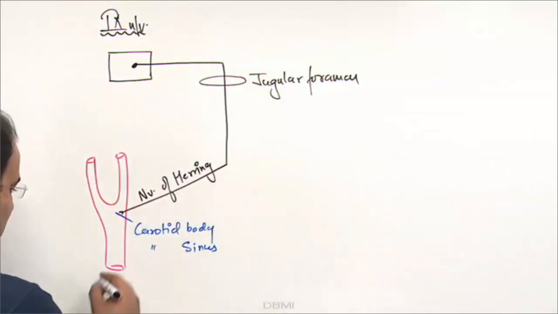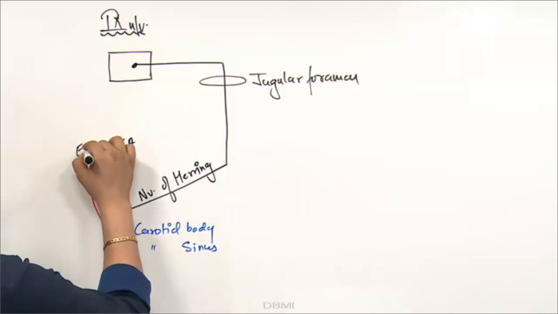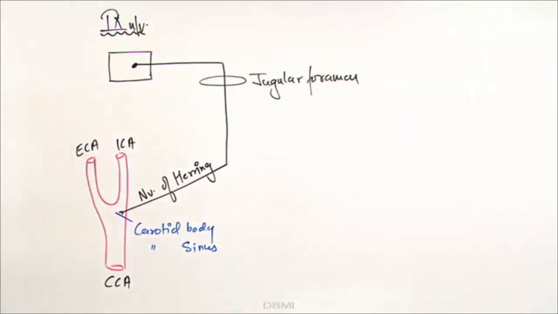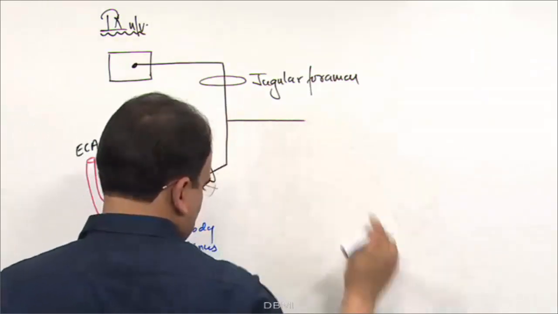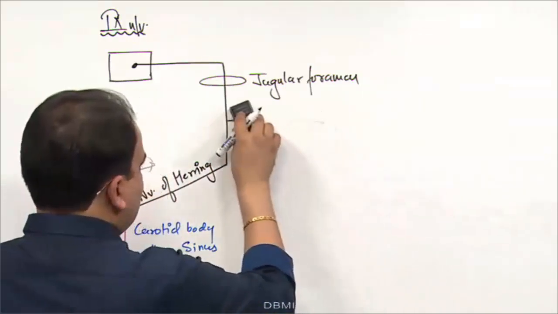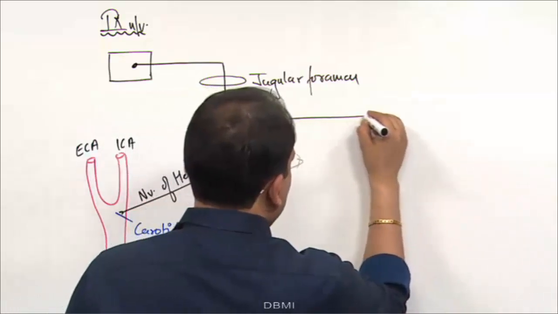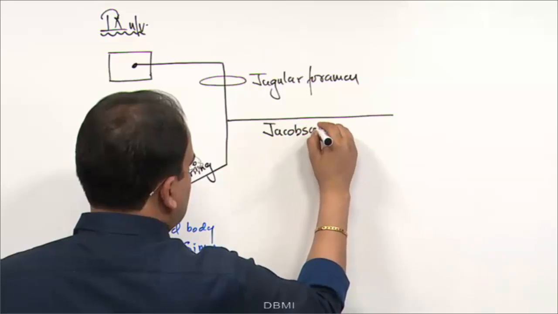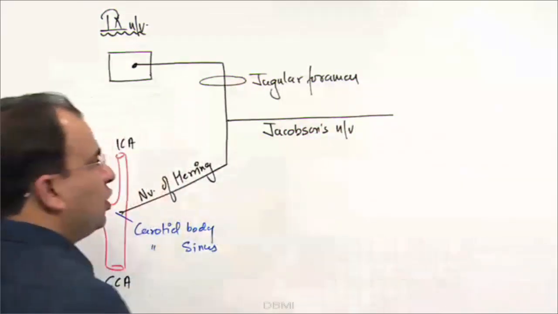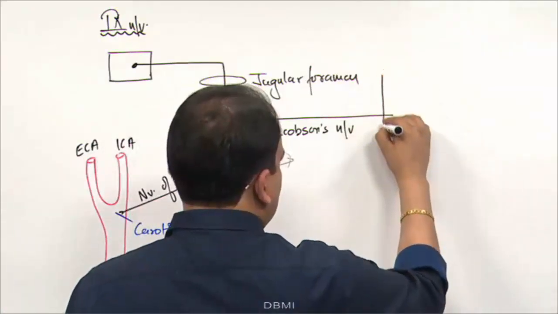The glossopharyngeal nerve, this is the common carotid artery. The glossopharyngeal nerve gives off a branch which goes into the middle ear cavity. You guys talk about this branch a lot in ENT. This branch is called Jacobson's nerve, or you can call it the tympanic branch. It goes inside the middle ear cavity.